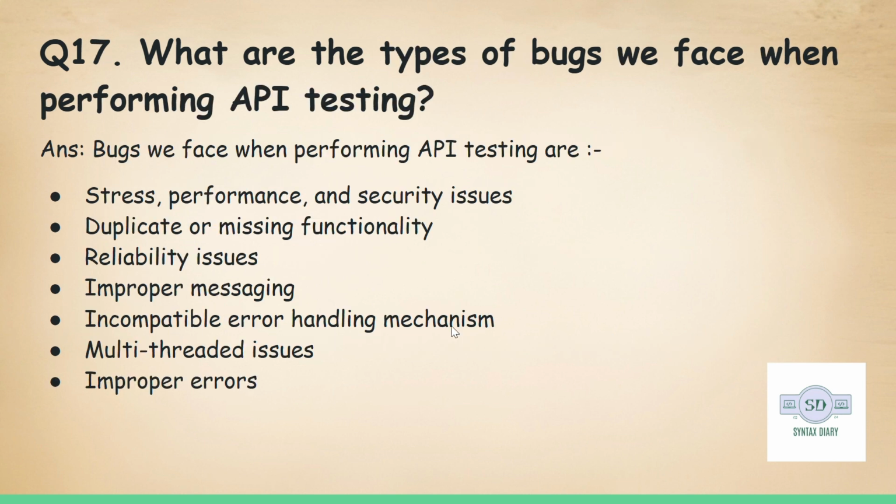What are the types of bugs we face when performing API testing? Bugs we face when performing API testing are stress, performance and security issues, duplicate or missing functionality, reliability issues, improper messaging, incompatible error handling mechanism, multi-threaded issues, improper errors.